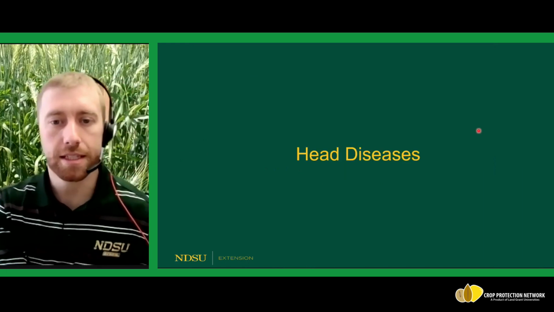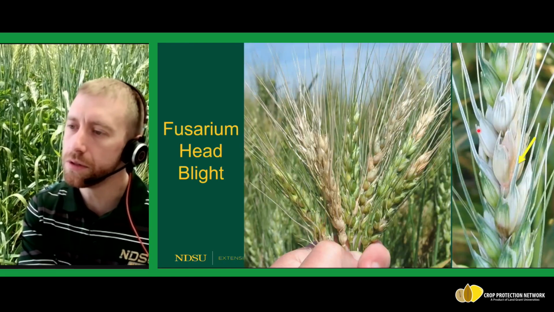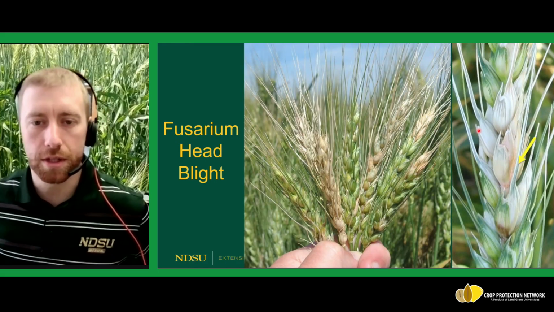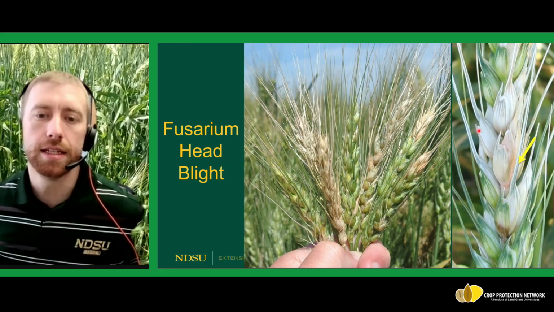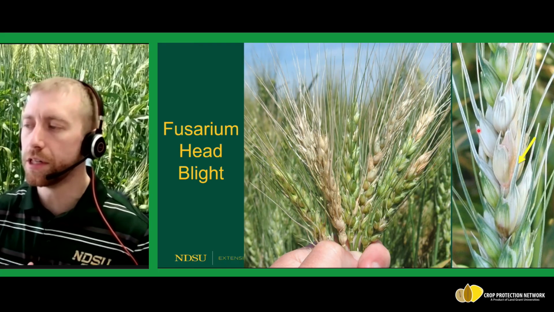The last couple of diseases we're going to highlight are head diseases and kind of bring this presentation to a close. The first one is our most important head disease and arguably the most important disease in the U.S., and that's Fusarium head blight. We generally see this disease when we're getting about 10 to 14 days past the flowering stage of wheat.